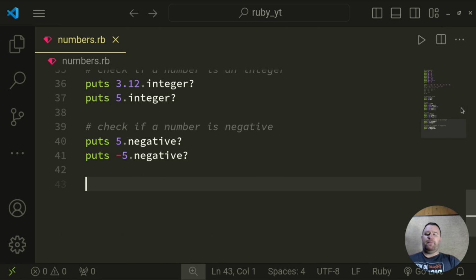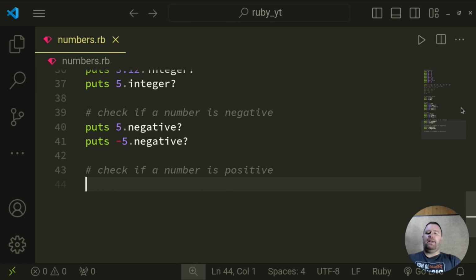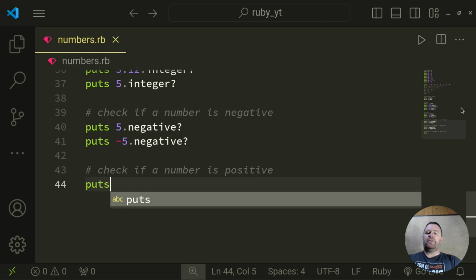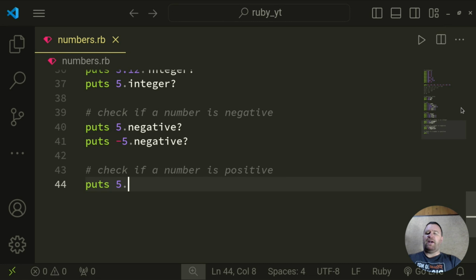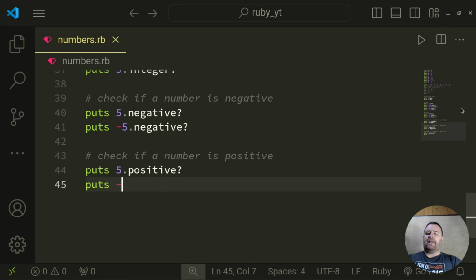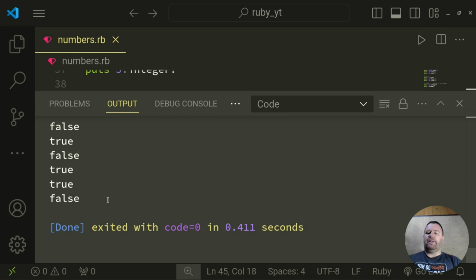After checking if a number is negative, we might want to check if a number is positive. And to do that, we do puts 5.positive?, and we'll do puts -5.positive? as well. And if we run those, we should get true, false. And you see there at the end we get true, false.